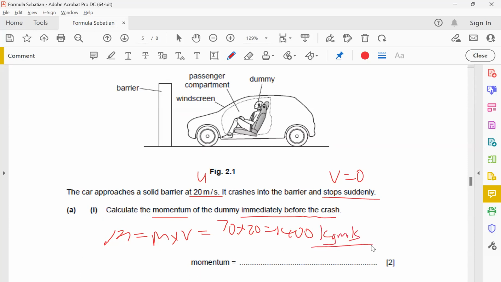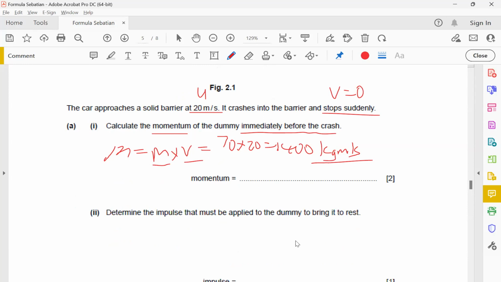Evan, why is the unit kg m/s? Mass is in kg and then it times with the what? Times meters per second. What's the name of meters per second? Velocity. Yes, it's velocity. It's because it's mass times velocity.